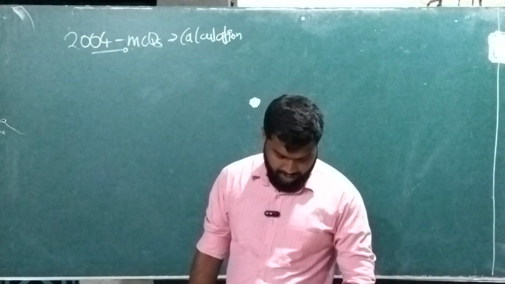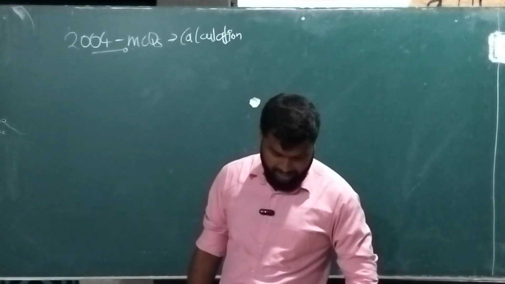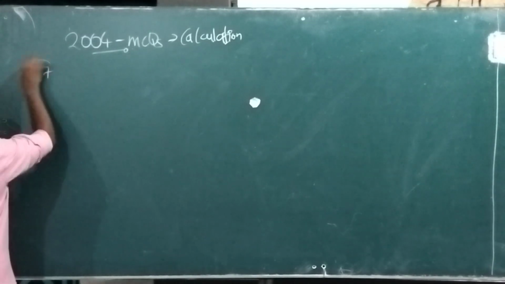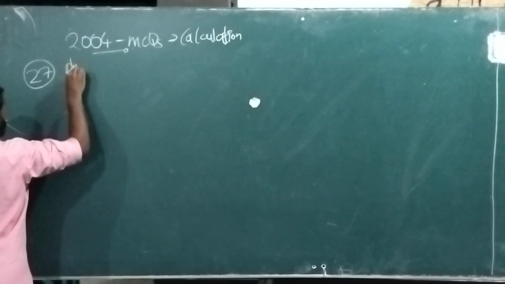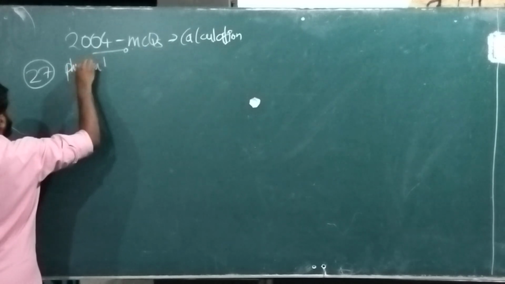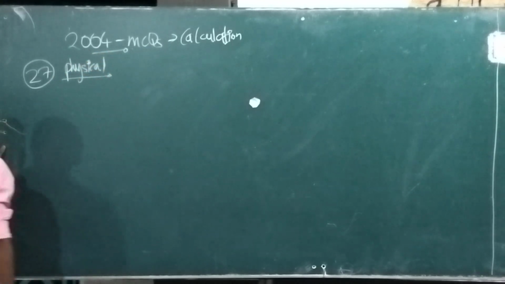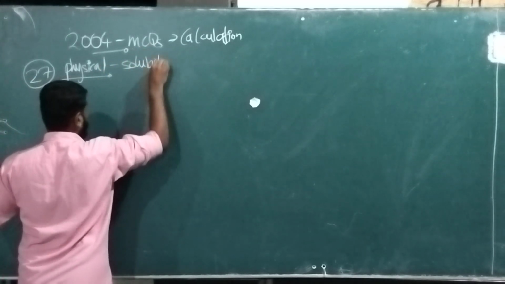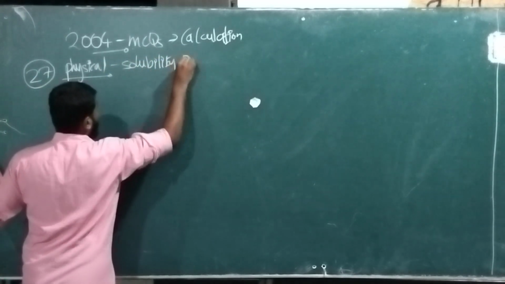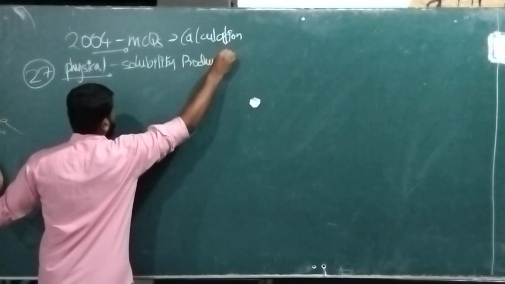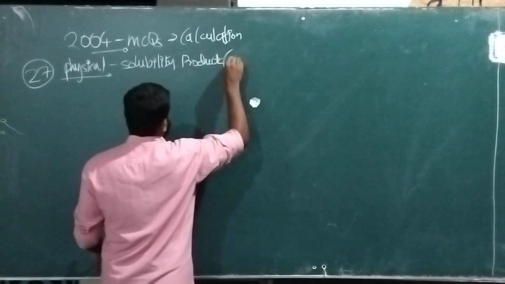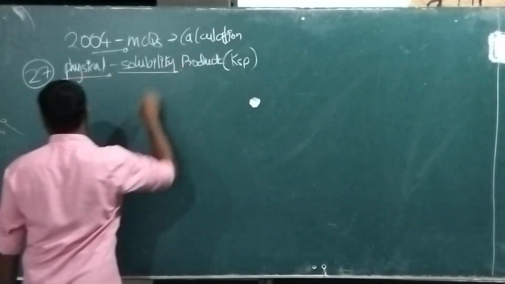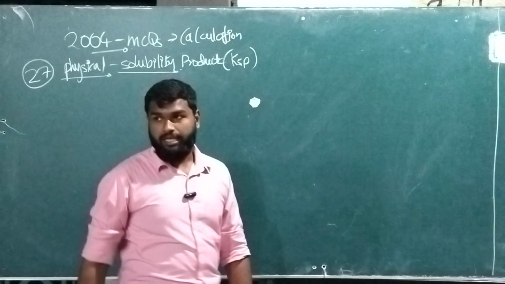So we have the 27th MCQ, which is again physical chemistry. So this comes under solubility product. Solubility product, this is the subheading that you have. I think you guys know KSP, so it comes under KSP, right? Let's see the calculation MCQ.